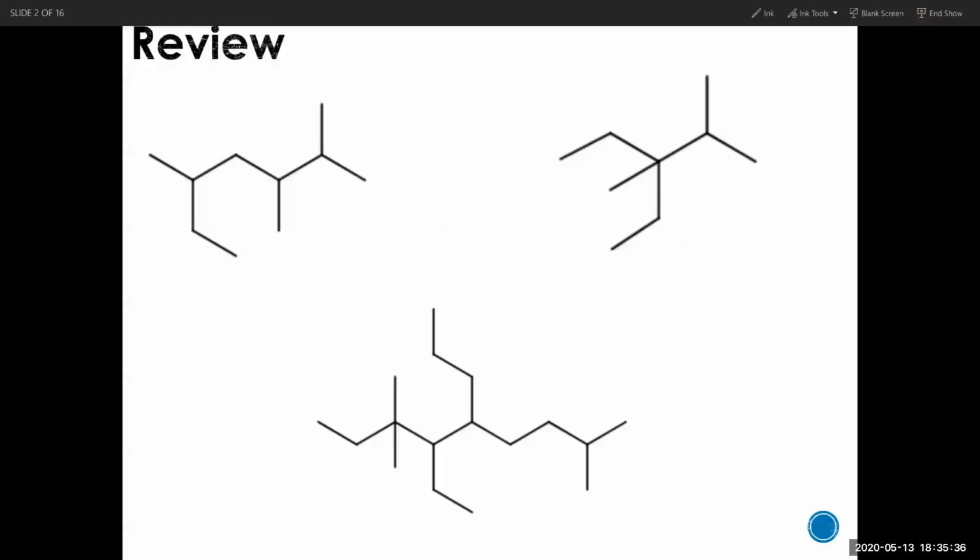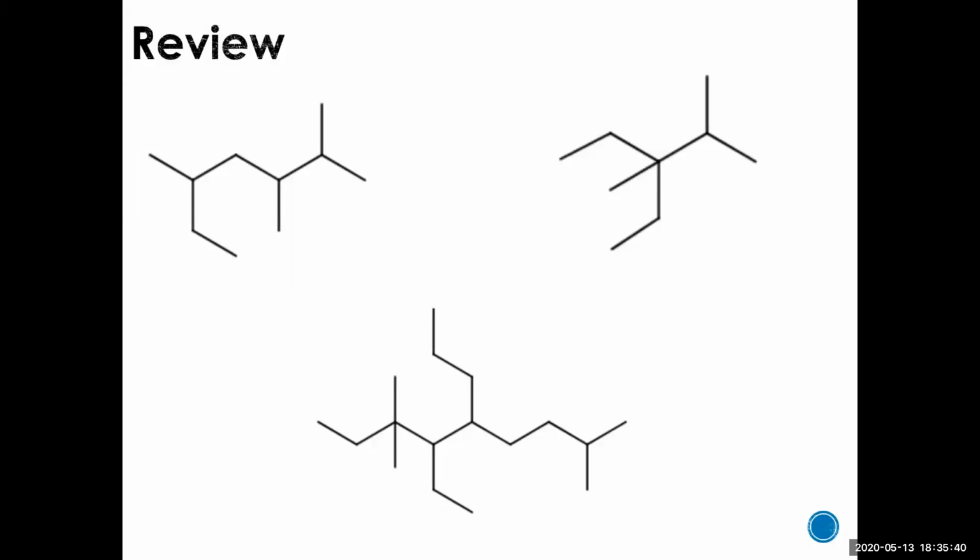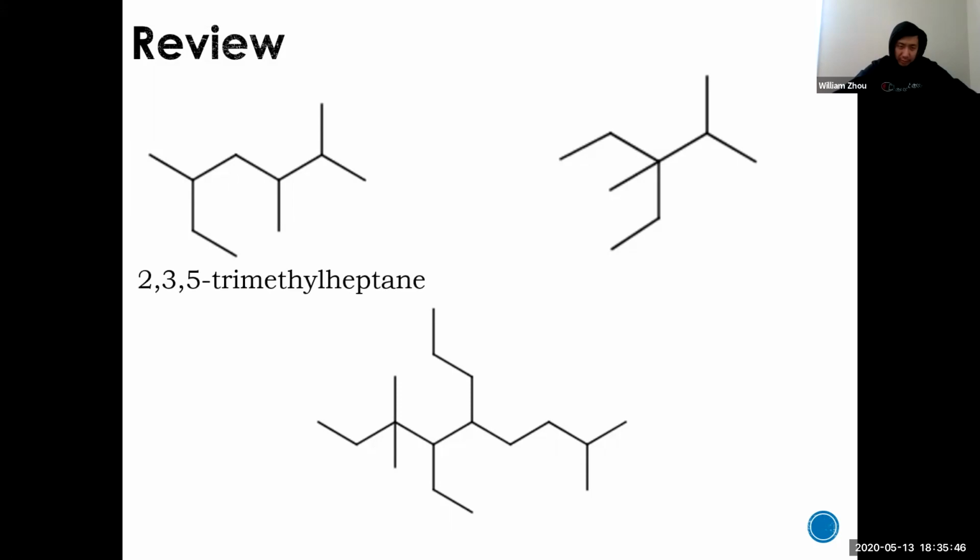All right, cool. So taking these ones up, the first one is relatively simple, but it has a tiny trap. The longest chain is actually 7. Okay, you can't just go across. You gotta bend down. So that would be 2,3,5 trimethylheptane. They're all methyls. There's no ethyls in here.